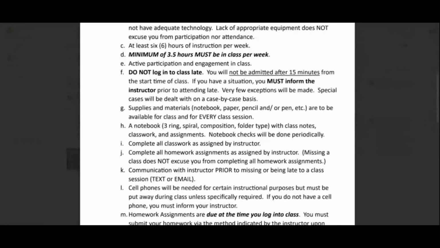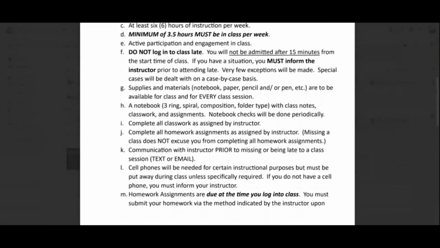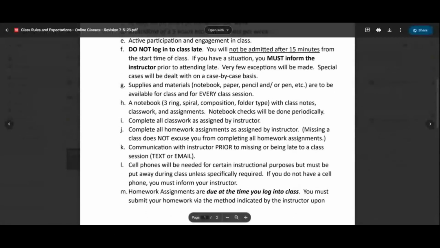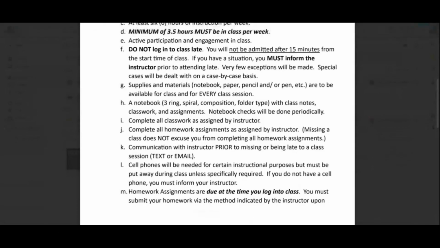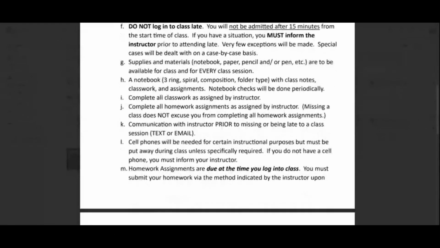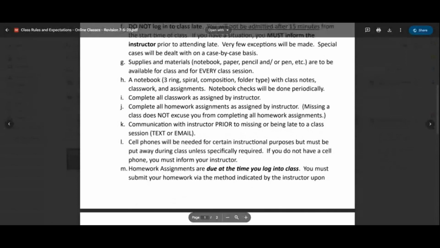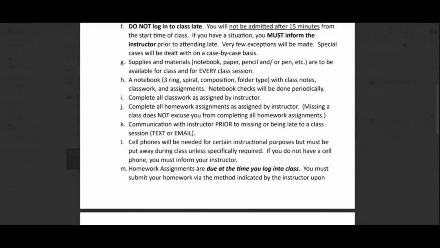Supplies and materials, you're expected to have a notebook, pencil, paper, pen, etc. for every class session. You should have a notebook that you're taking class notes, holding your classwork and assignments. I haven't done a notebook check lately. In fact, since this term, I haven't done one, but I will be doing one. You need to be completing all of your classwork. That's part of participating in class, doing the classwork that I give you.